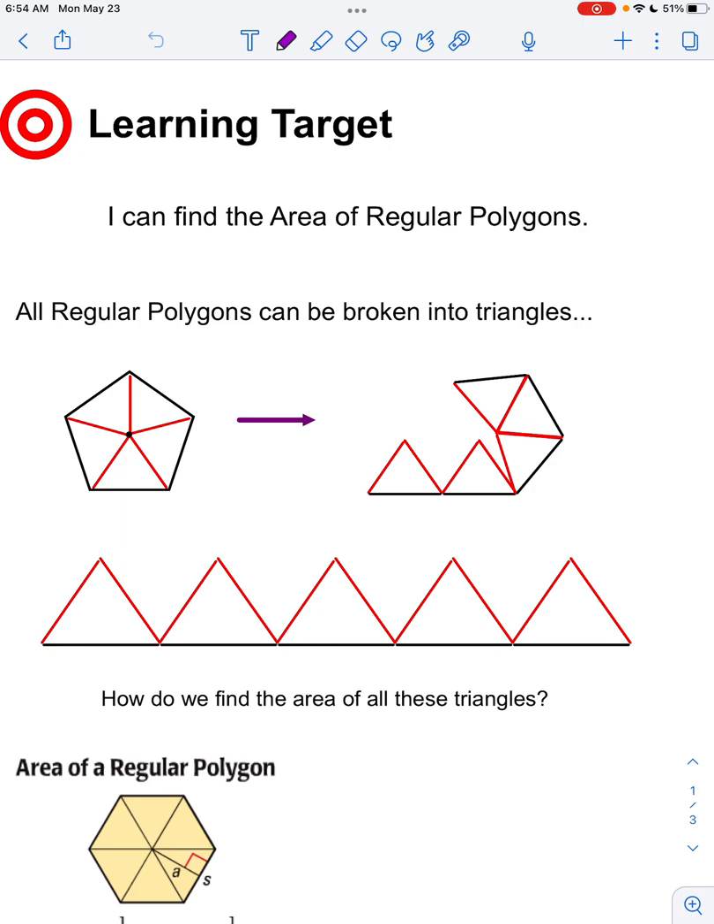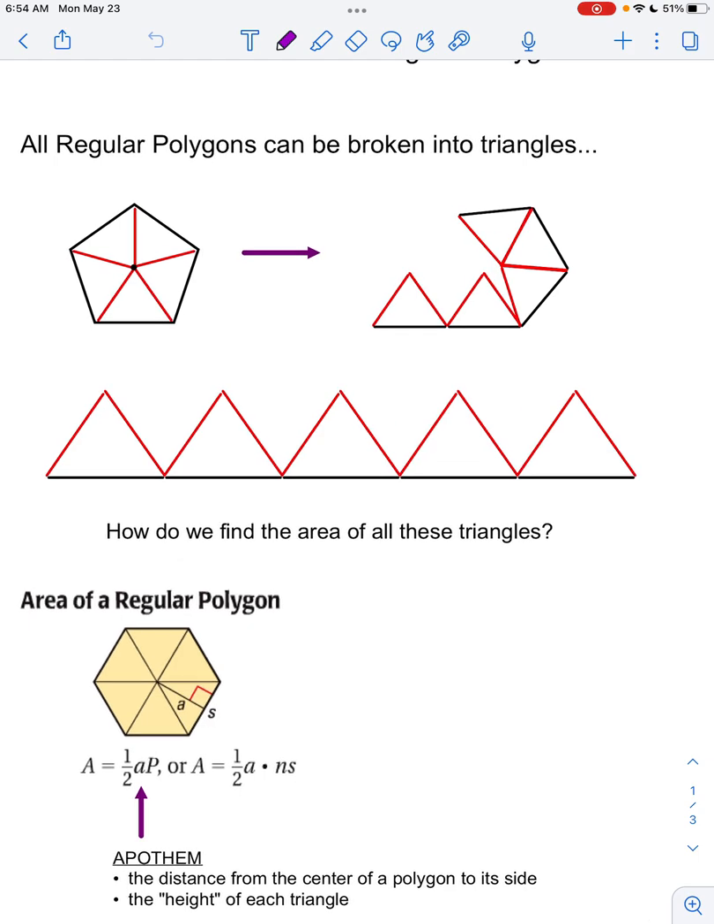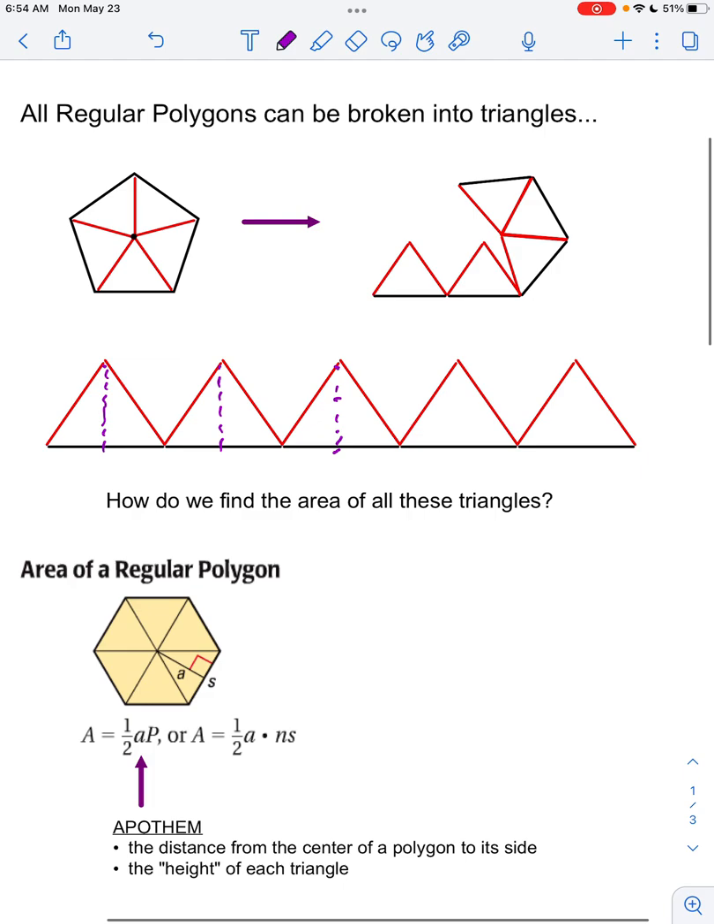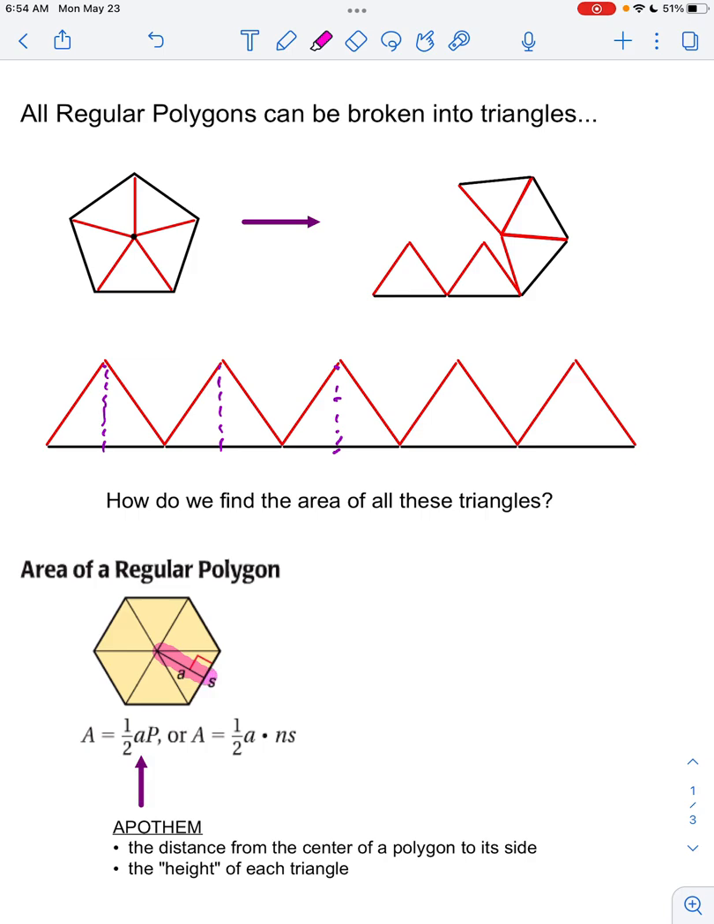We can break it into tiny little triangles, which when we line them all up like this, looks like a nice neat row. But in order to find the area of the polygons, we have to find the height of these triangles. So what is this? What is this? What is this? This distance from the center of a polygon to its side is called an apothem. So we can see that right here. This is called an apothem. And again, when we break it up into triangles, it turns into the height of our triangle.